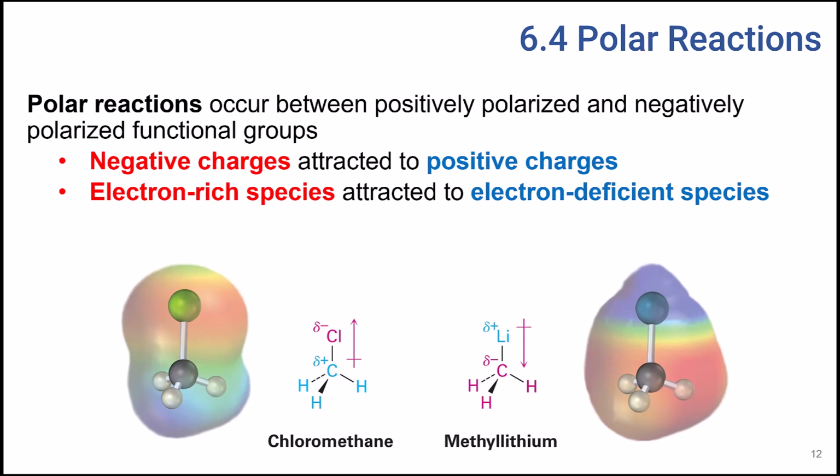And then we have methyl lithium. Now we've changed what's attached to the carbon. It's now a lithium ion, so that's very positively charged, and that makes carbon negatively charged. So these two are attracted to each other because one is electron poor, which is the chloromethane, and then methyl lithium is the electron-rich one.